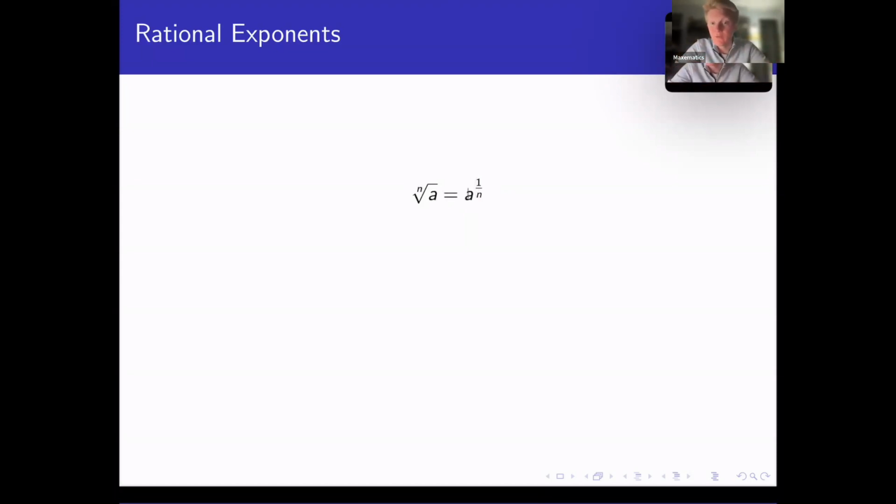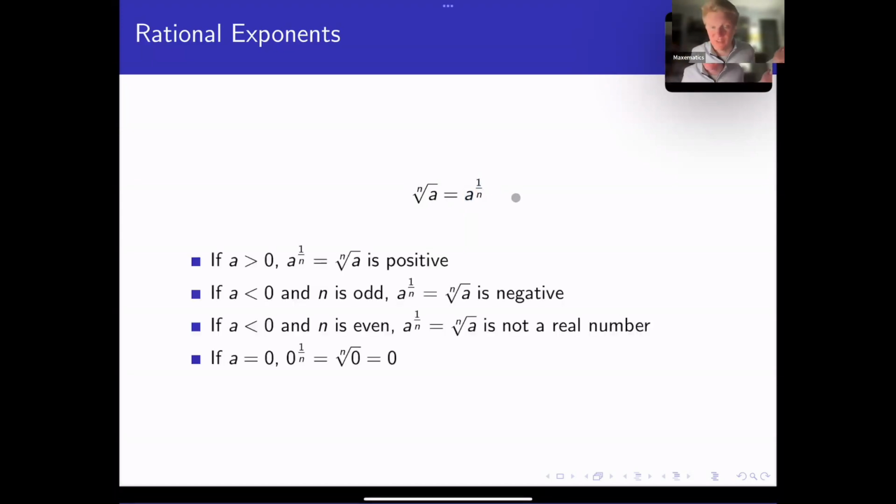But if we want to know what the rules are for a to the 1 over n, well, they're just the same rules that we had for nth root of a. Inside is positive, whole thing is going to be positive. Inside is negative, and that root is odd, well, it's going to be negative. Inside is negative, and the root is even, not a real number. And if it's 0, same thing. So all this is just another way of looking at it.